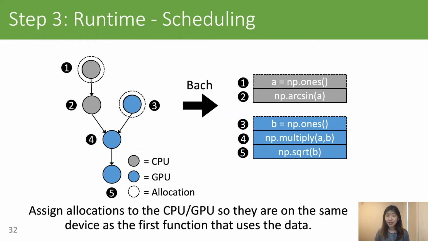Next, the runtime assigns allocation functions to either the CPU or the GPU. The algorithm for this is to look at the first node in the graph that uses the allocated data and to assign the allocation to the same device as that node. For example, when assigning node 3, it looks at the function node 4. Since node 4 executes on the GPU, node 3 is also assigned to the GPU. Consider if we'd instead assign node 3 to the CPU. Then we'd have to first transfer the data from node 3 to the GPU before we can execute node 4. And since data transfers can take a lot of time, we like to avoid them when possible.